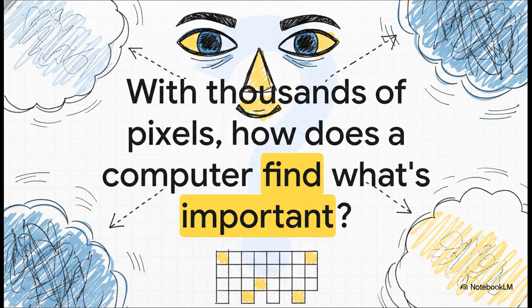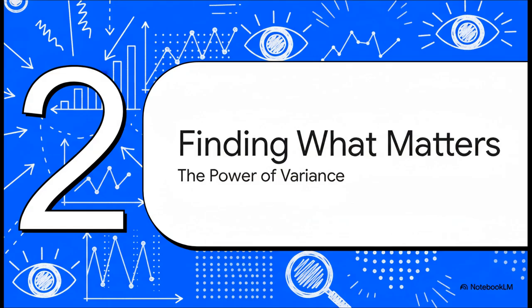But wait, that brings up a pretty big question, doesn't it? A single high-res photo can have millions of pixels. That's millions of numbers. Most of that is just noise. It's the boring wall behind you or a patch of grass. So how on earth does the computer know to focus on the important stuff, like the eyes and the nose, instead of all that background clutter? Well, the answer is actually a really powerful idea from statistics. It's called variance. The computer basically learns to pay attention to the places where things are changing the most.